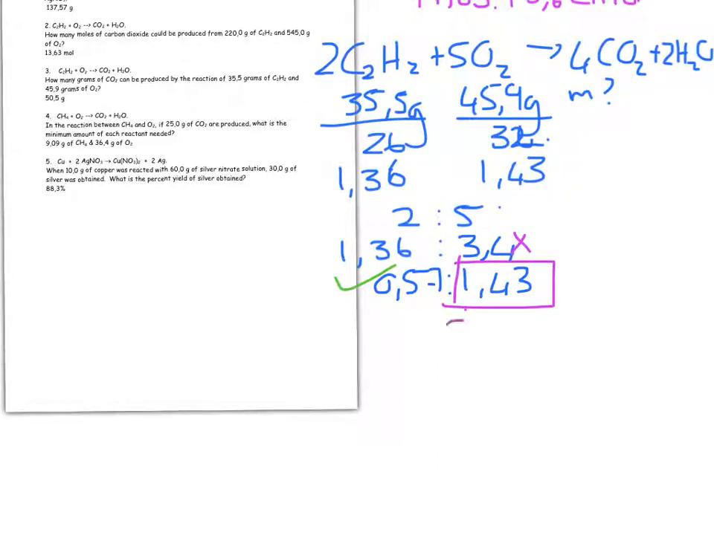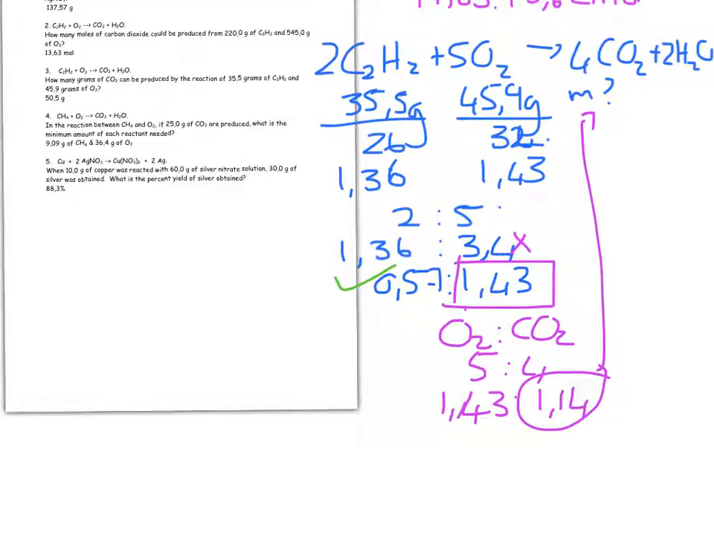Again, I've got a relationship between oxygen and carbon dioxide, which is a 5:4 relationship. 1,43, divide by 5, times by 4, and I land up at 1,14. That's my number of moles of carbon dioxide. The molar mass of carbon dioxide is 44. It's 12 plus 16 plus 16. I then ask, what is the mass? Mass is equal to number of moles times molar mass, 1,14 times 44, and I land up with 50,34, or 50,5 grams, round about there.